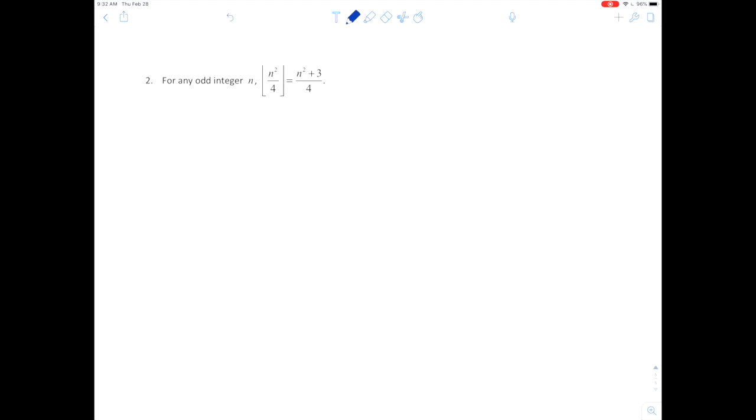There's a typo in this problem. This was actually supposed to be the ceiling. So we're going to just rewrite this as the ceiling of n squared over 4 is equal to n squared plus 3 over 4. Cool, cool. Sorry about that. All right. So, here we go.